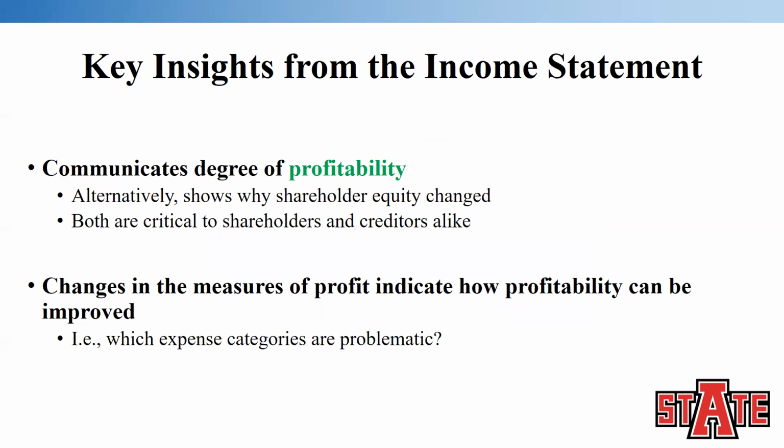So some key insights from the income statement. At this point, these are probably fairly obvious. Number one, it communicates the degree of profitability. Alternatively, it also shows why shareholder equity changed. Now, the example just given showed positive net income. Not all companies earn positive net income. If net income is negative and there are no dividends paid, that means that retained earnings is going to shrink by that much, by the amount of the negative net income.